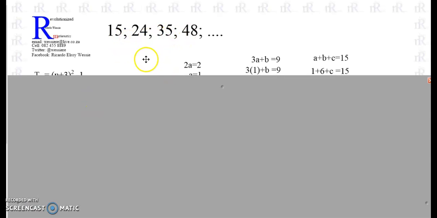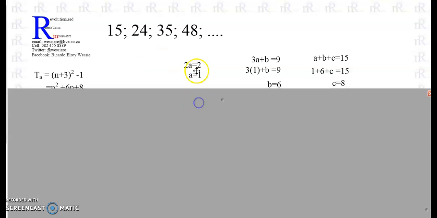And then the difference between these two is 11. 11 minus 9 gives me 2. So I've got the constant second difference of 2. So 2a is equal to 2. Therefore a is equal to 1.